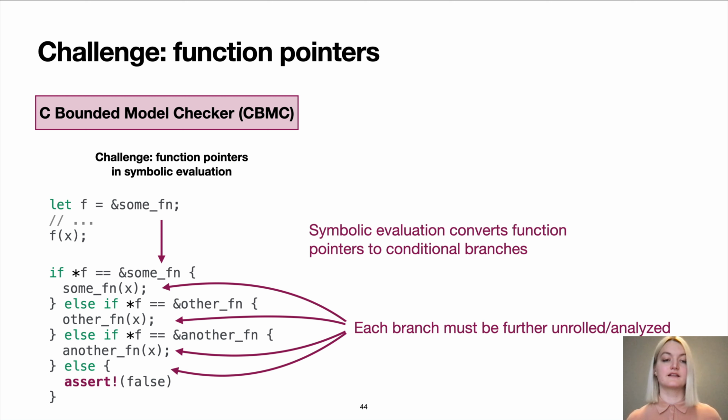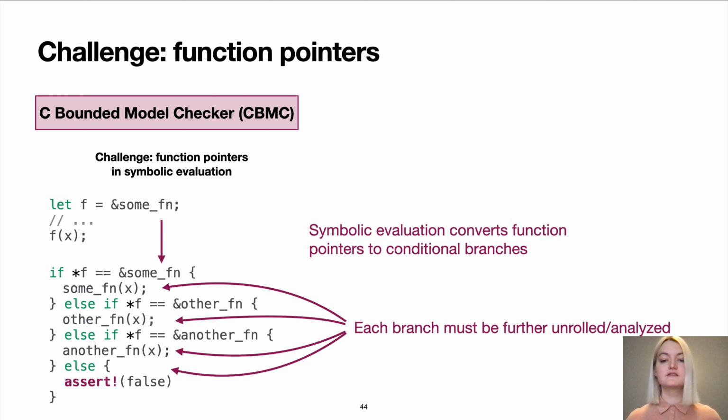So the idea is that we're going to check this function pointer f against some set of known functions, and if it matches, we'll call the corresponding function. At the end, we'll assert false to say we're going to fail if we call some function pointer that doesn't exist as a known function. The heuristic that CBMC uses is it'll consider as a possible target any function that matches the type of the function pointer.